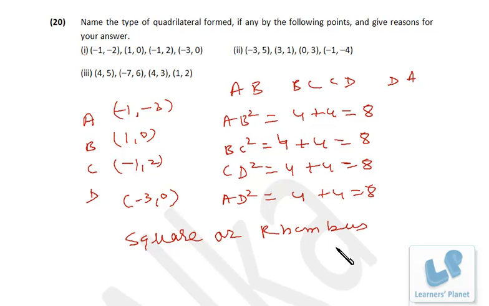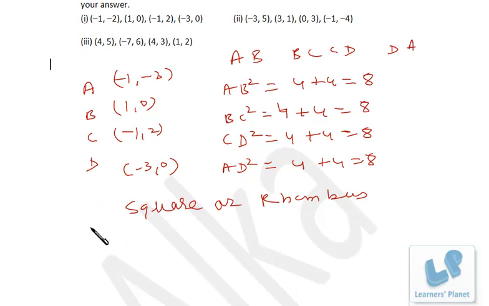In both the cases, as I've already told you in the previous session, all the 4 sides are of same length, right? Now we have to find out actually it is a square or a rhombus. What we can do is we can find out the length of the diagonal. If it is same, then it will be square. If it is different, then it will be rhombus. So for that, we take A and C and B and D, right? So AC square is equal to minus 1 plus 1 square, that is 0, minus 2 minus 2 square, that is 4 square, that is 16. So AC square is 16.